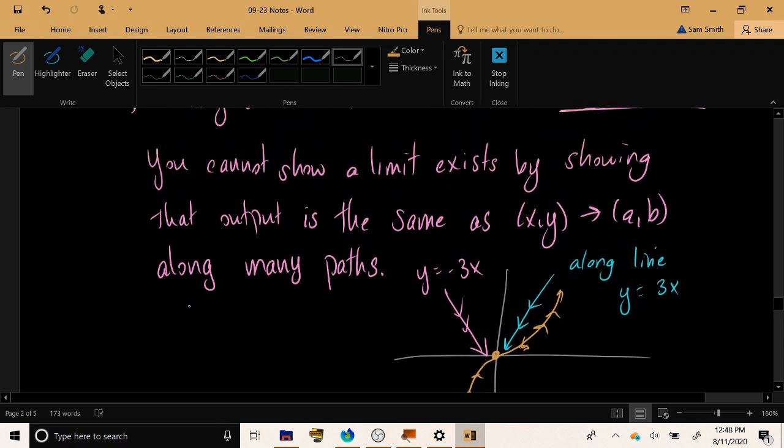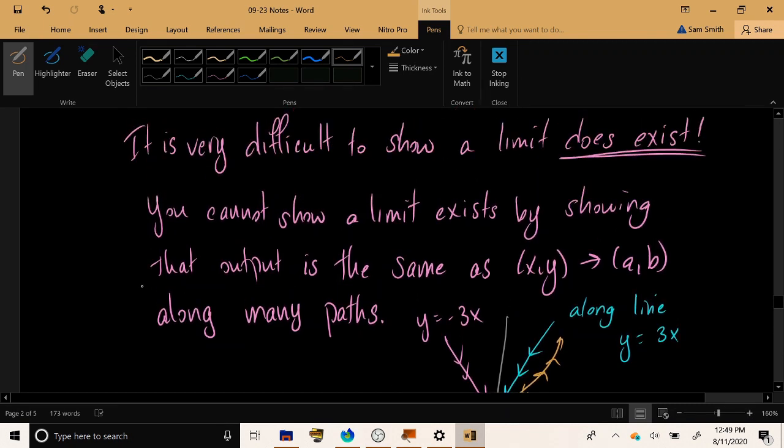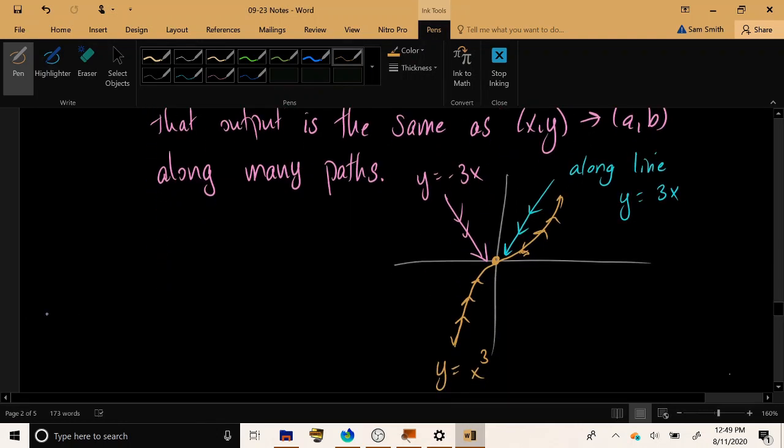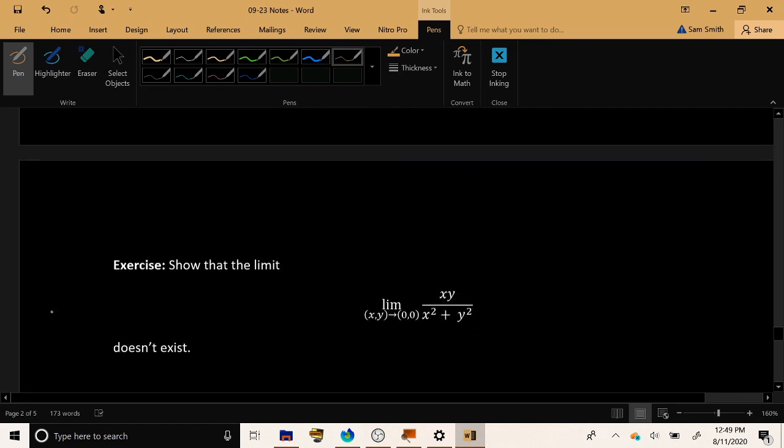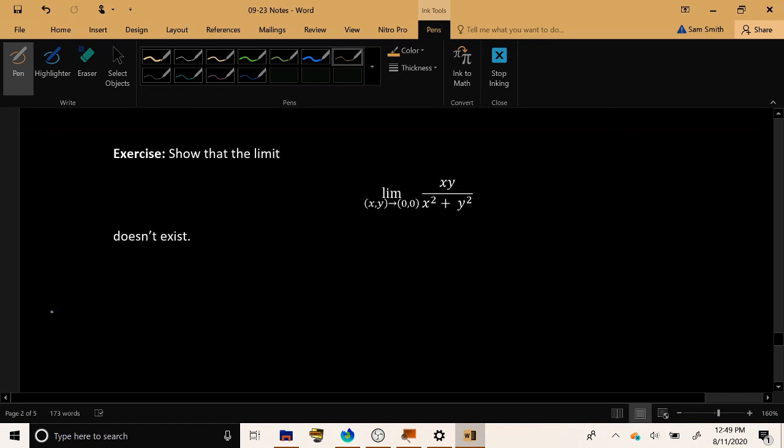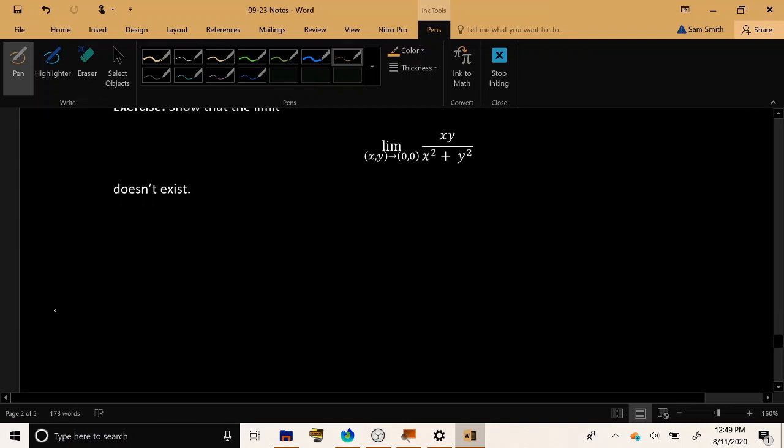So it's easy to prove that a limit does not exist. It's very, very difficult to show that a limit does exist. And we'll have to talk tomorrow about a very limited collection of techniques to show that limits actually do exist. Okay, let's get a concrete example going. Let's show that this limit doesn't exist.